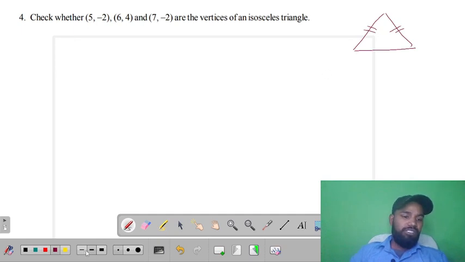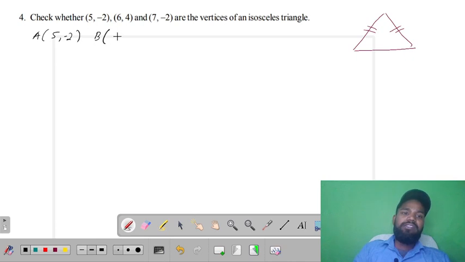So now we are going to the problem. What are the vertices given here? A is (5, -2), B is (6, 4), and C is (7, -2). So these are the vertices given here. We need to first find AB, BC and AC. So first we take AB.